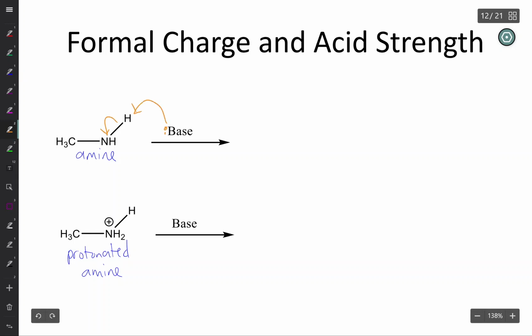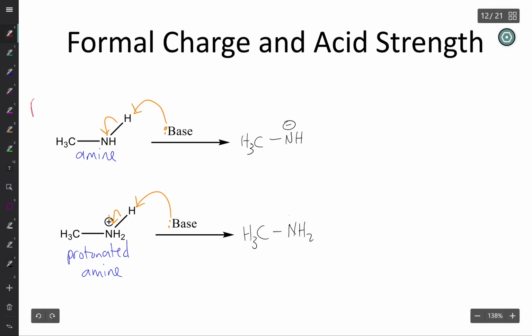Let's see if our intuition holds in this case. When do you think it's going to be easier to remove H plus from something that has a positive charge or something that doesn't? Or another way to frame the question is, which is going to be more likely to give away H plus, something that has a positive charge or doesn't? Yeah, the one with the positive charge should be more willing to give up H plus, because then it's getting rid of its positive charge.